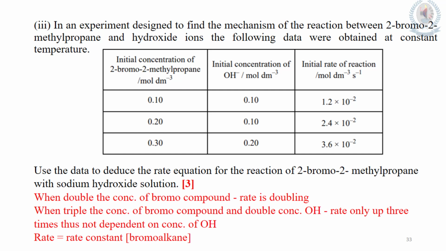According to the data they have given, we can see when we double the concentration of 2-bromo-2-methylpropane, the rate is also doubling. When we triple the concentration of 2-bromo-2-methylpropane and double the concentration of OH minus as well, the rate only goes up 3 times, because it is not dependent on the concentration of OH minus. Therefore, we can say rate equals rate constant times the concentration of bromoalkane.